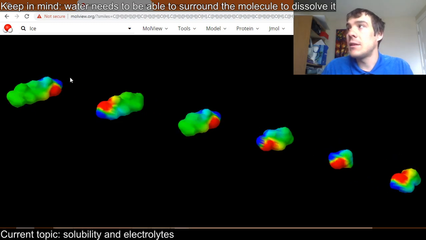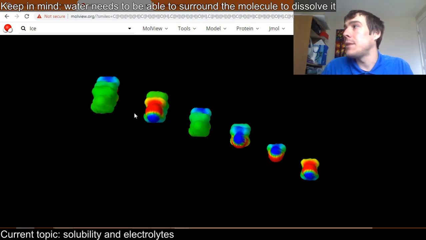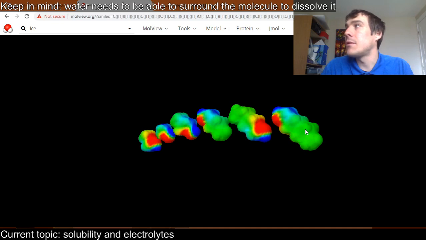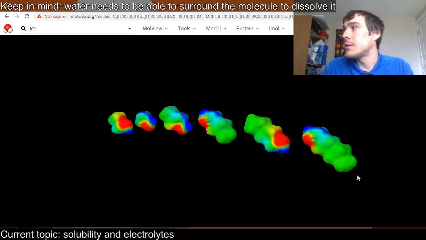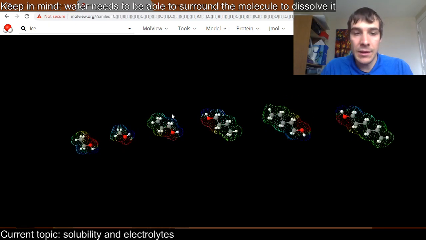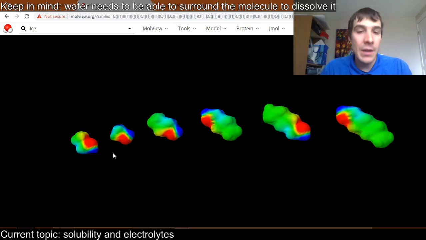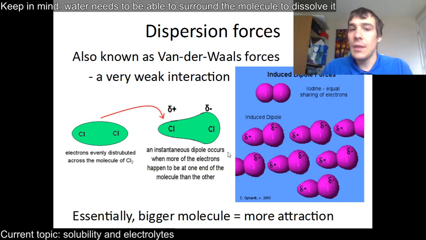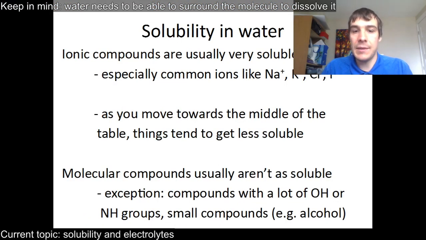But when you get out to the longer ones, there's this kind of area on the backside that's kind of in lumpy potato mode, and water's like, well, I don't know what to coordinate to there. So, once you get out past a certain number of carbons, those alcohols become basically insoluble in water. But the small ones are more soluble. So, all that to say that molecular compounds are usually less soluble. Like those long alcohols aren't very soluble in water, but small ones and ones with a lot of OH groups are very soluble in water.